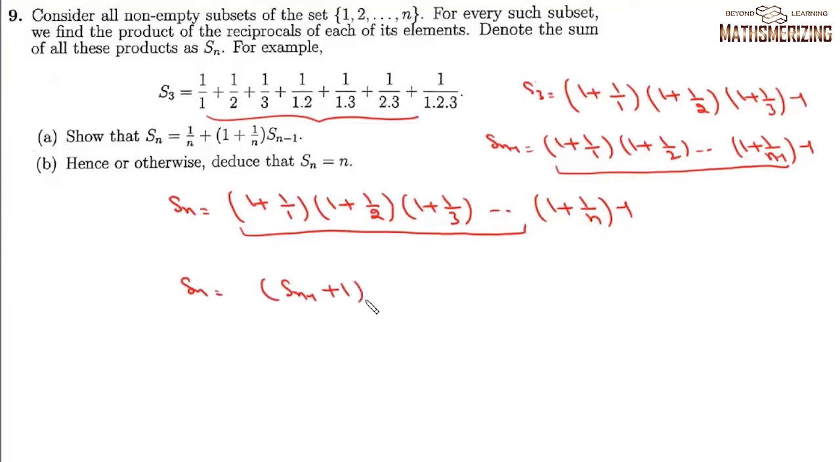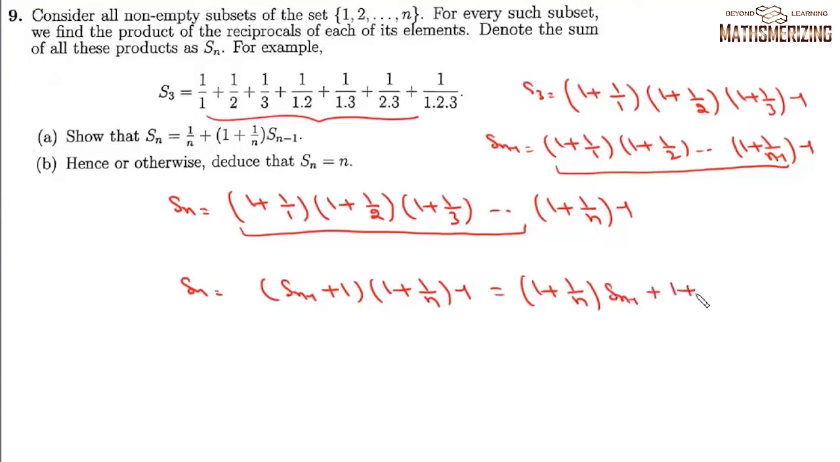Now if we multiply it, we can write 1 plus 1 by n, Sn minus 1 plus 1 plus 1 by n minus 1. Now this 1 and 1 will cancel. So from here we can say this Sn will be equal to 1 by n plus 1 plus 1 by n into Sn minus 1, which is what we need to prove in part A. Now part B is hence or otherwise deduce that Sn is equal to n.